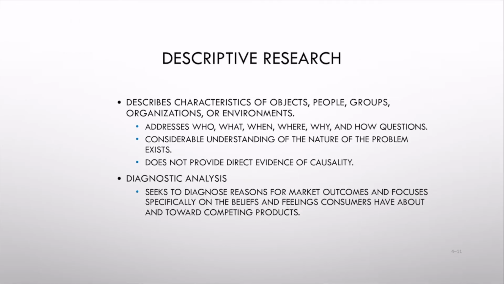Descriptive research. Descriptive research really just describes what is. It describes the characteristics of objects, people, groups. It looks at the who, what, when, where, and why of questions. It doesn't provide direct evidence of causality. It just describes what's going on. It gives considerable understanding of the nature of the problem or that it exists, but here you're just describing the characteristics of what's going on. We had a 30% decrease in sales, so that would be a description of what's happening.